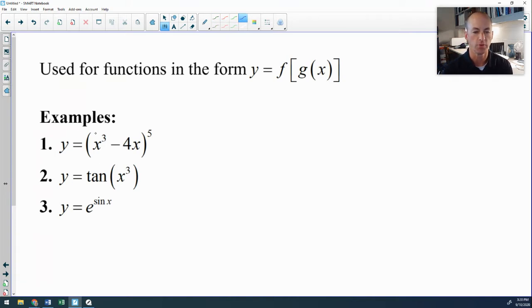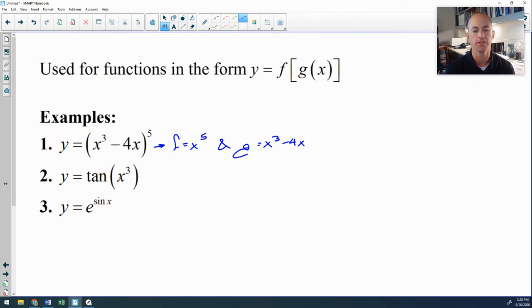So if you look at this first one, you have all this stuff raised to the fifth power. And so in this case, you could say that the outside function, the big function, is x to the fifth power. And inside x to the fifth, you have the function x cubed minus 4x. And so with these problems, you very typically have parentheses to kind of indicate the inside. Number 2 is the same.